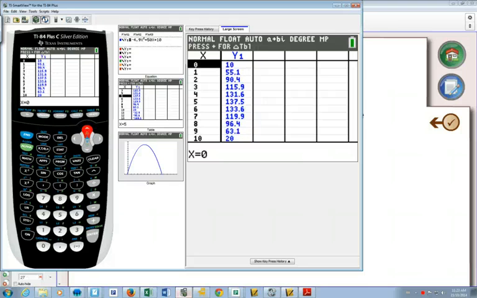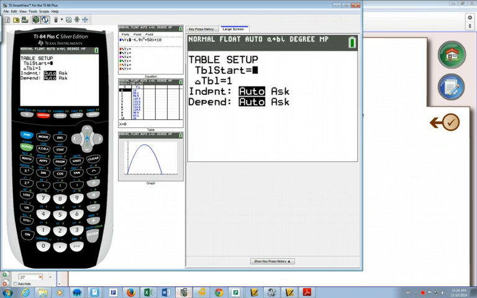Does anybody's table of values not start at 0? What number does yours start at? Yours has really nasty looking numbers. So if your table is not at the right values, above the window button, it says table set. If you go to table set, mine is set to start at 0 and go up by 1s. Yours is set to start at something else.